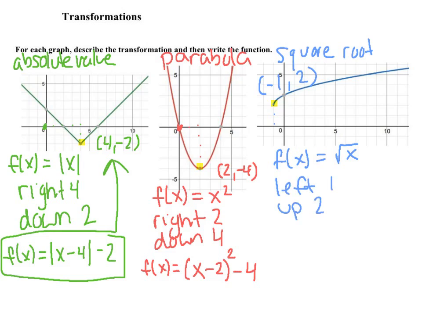Now to write our function. I have f of x equals the square root of x. Now, attached to the x, I went to the left 1, so I'm going to put +1. Now, on the outside of the square root, I went up 2, so I'm going to put +2.